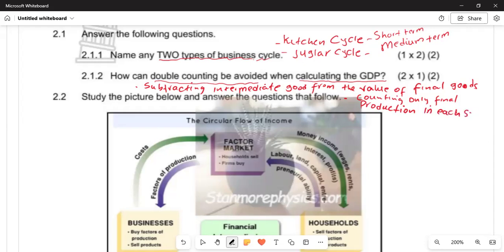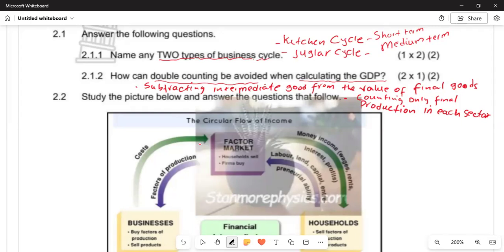In each sector. So that is how we answer the question of how double counting can be avoided: by subtracting intermediate goods from the value of final goods. This is, for example, only counting the price of bread, not adding the flour used to make it.